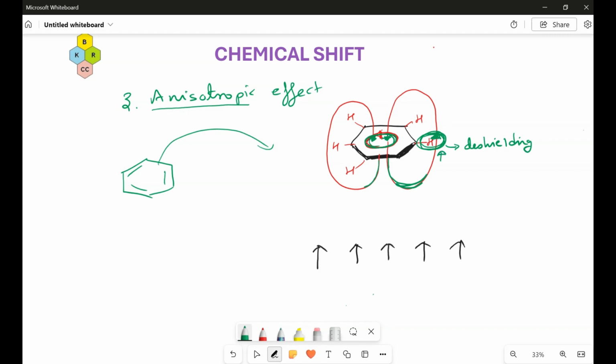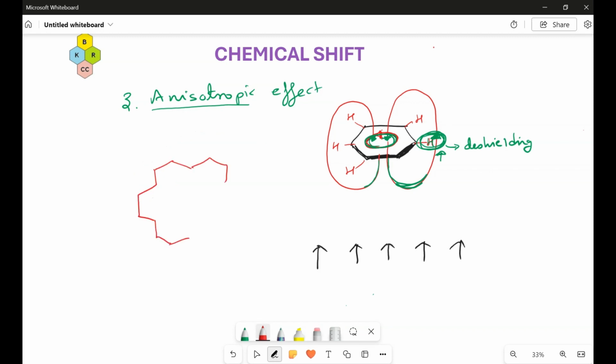So you'll have more field. I have the external field and I have this field, and both will be given to the nucleus. So there will be more field experienced by the proton, so it will be de-shielded. Okay, so let me take a simple example to explain this for the inner and outer protons.